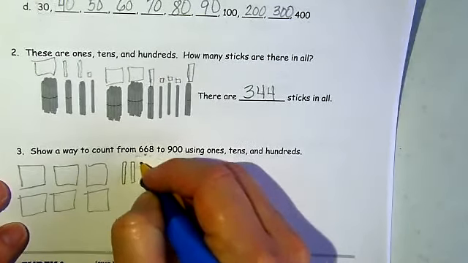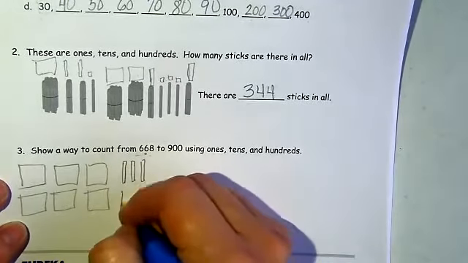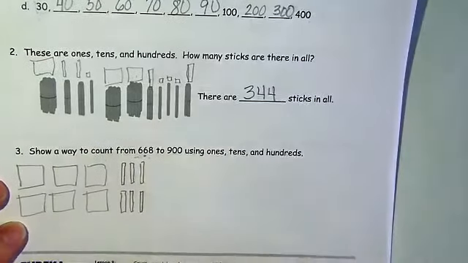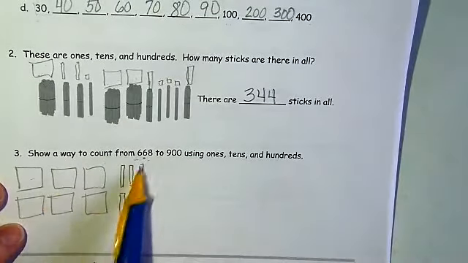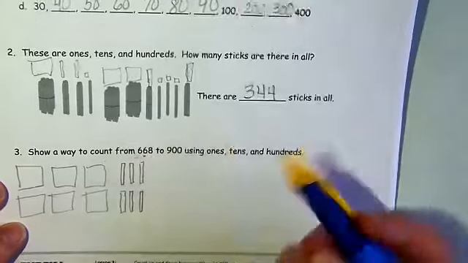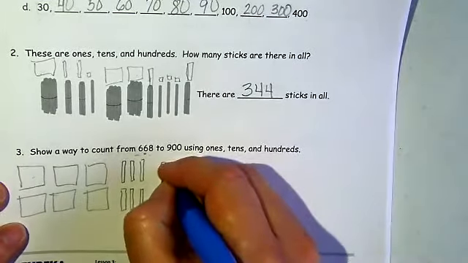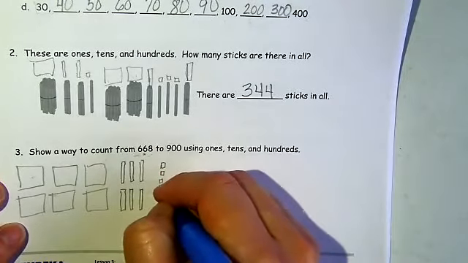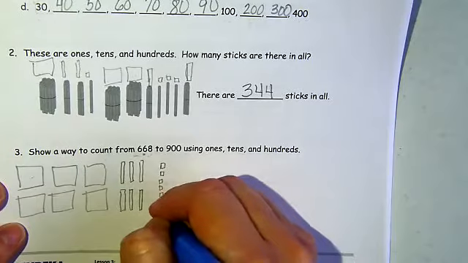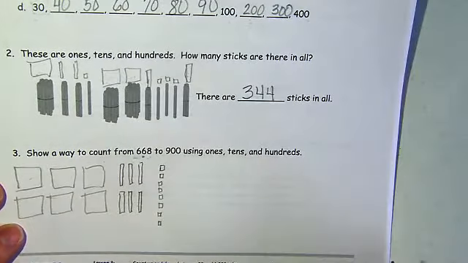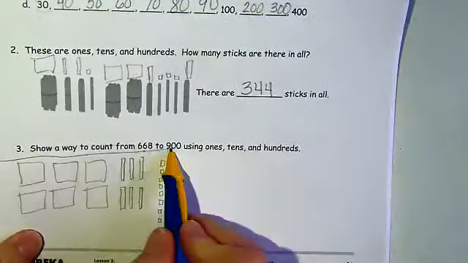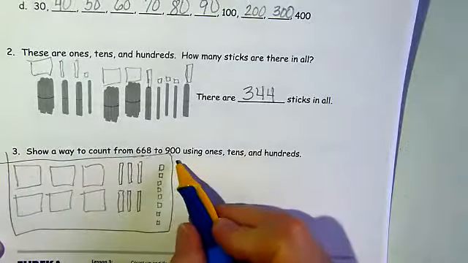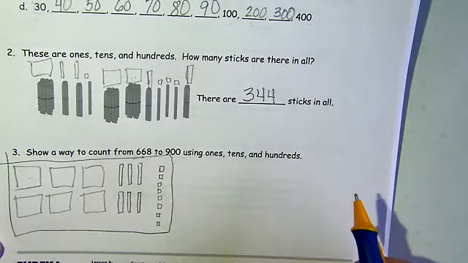1, 2, 3, 4, 5, 6. So we have 660, and then we have 8 ones, which are just our little units. 1, 2, 3, 4, 5, 6, 7, 8. Great. I'm going to put a big box around that. That's what we're starting with. We have 668. We want to count up to 900.